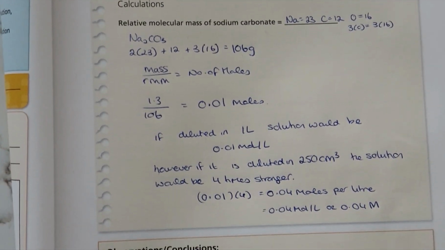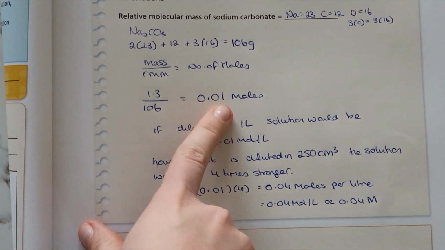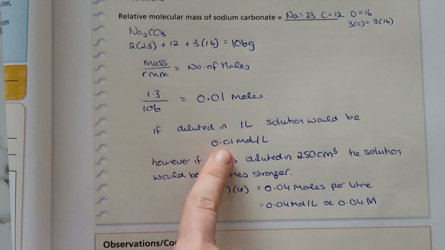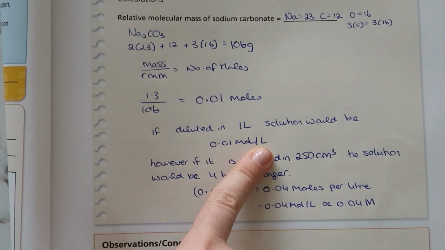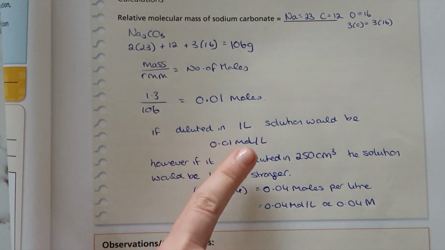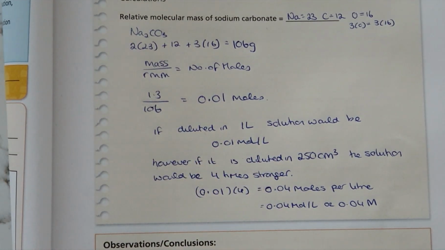So if that was placed in 1 litre, then the concentration would be 0.01 moles per litre, or 0.01 molar. We didn't dilute it to a litre, we actually diluted it to 250 centimeters cubed. So it's going to be more concentrated, and it's going to be more concentrated by a factor of 4 because there's 4 250 centimeter cubed sections in a litre.